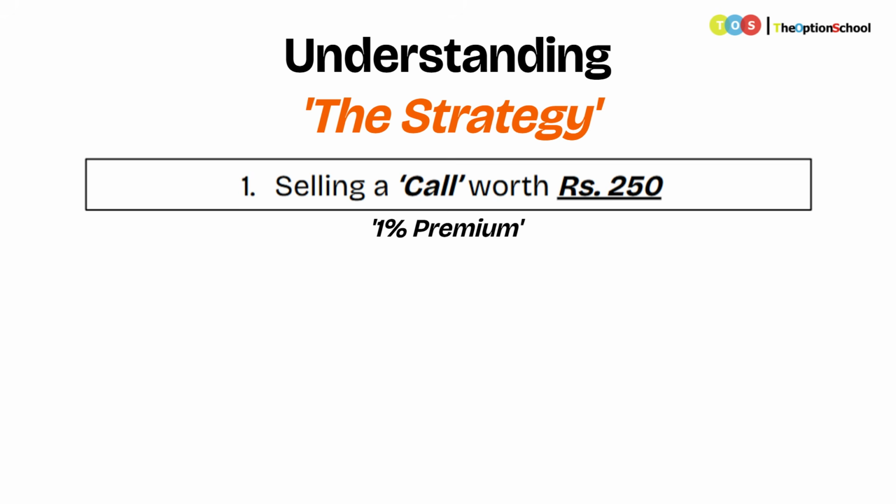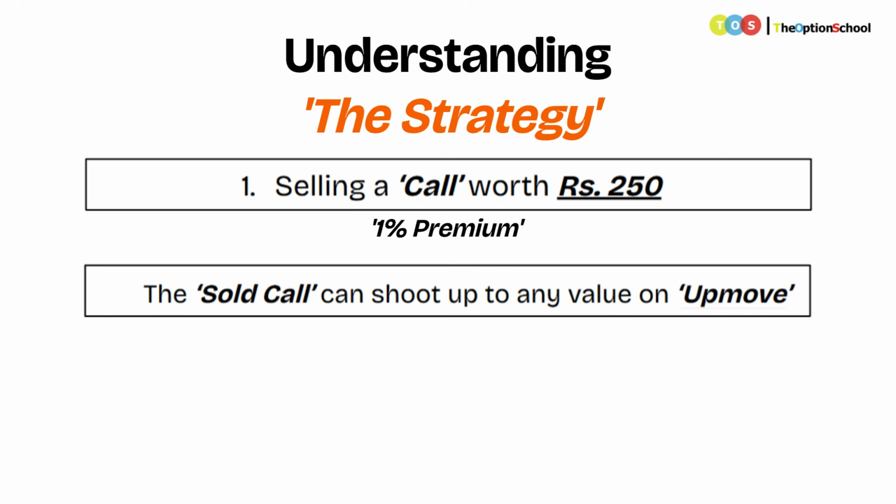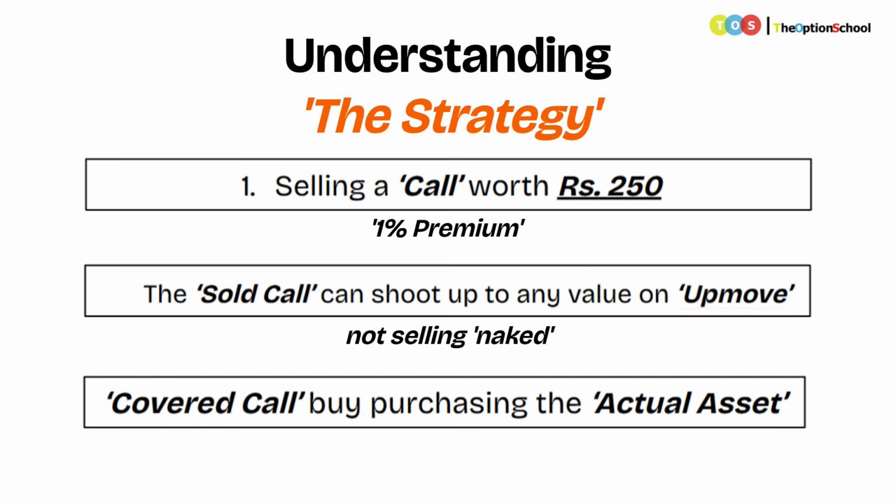Now this 235 or 250 rupees call, in case the market suddenly shoots up from here, can become 300, 400, 500, 600 also. So that is why we are not selling a naked call. What we are trying to do, we are selling a covered call. Covered means I will cover the call with the actual purchase of the asset. In case of Nifty, there are two ways to buy the actual asset. One can be future, other can be buying a Nifty ETF. Nifty ETF can be Nifty BeES, or it can be SBI ETF or ICICI ETF.